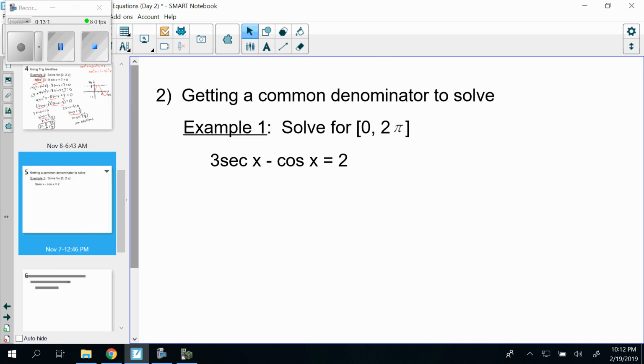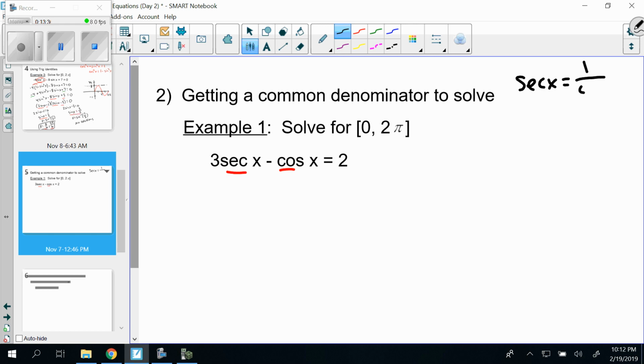Okay, number 2 here, it says get a common denominator to solve. So on these ones, what we're going to do is try to come up with, again, a way to get these to be the same. We're going to solve 3 secant x minus cosine x equals 2. Well, we see that we have different values here and here, so what we want to do is try to get them to be the same. We know something about secant: secant is equal to 1 over cosine. So let's use that identity here and put in for secant 1 over cosine x.